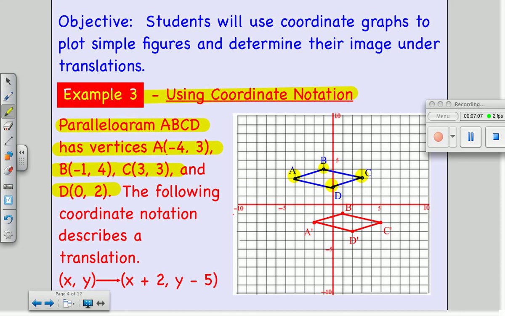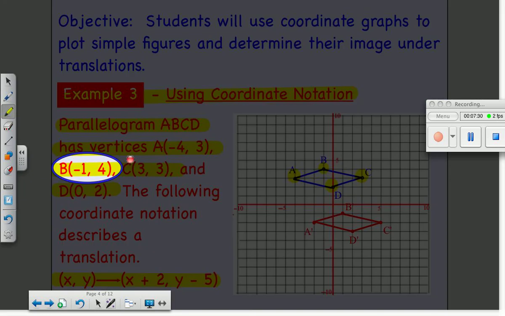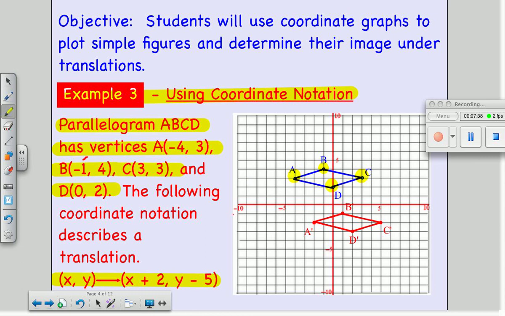So what we're doing then is we're taking the X coordinate and we're adding 2. We're taking the Y coordinate and we're subtracting 5. So let's look and see what that looks like. I'm going to circle B so you can see what I'm talking about. Let's not forget that this is X and this is Y, so you don't forget which is which.